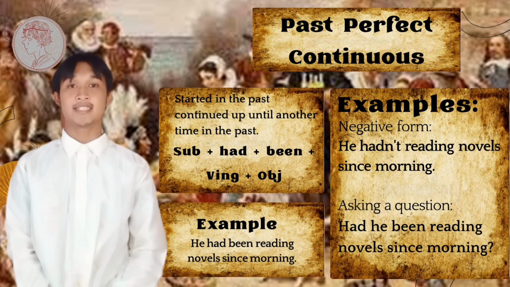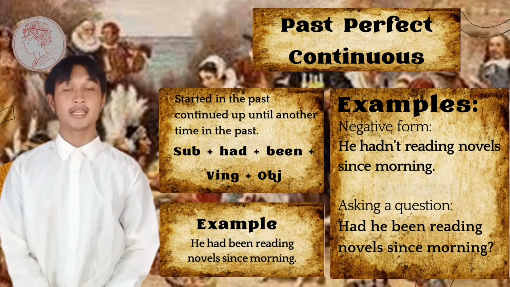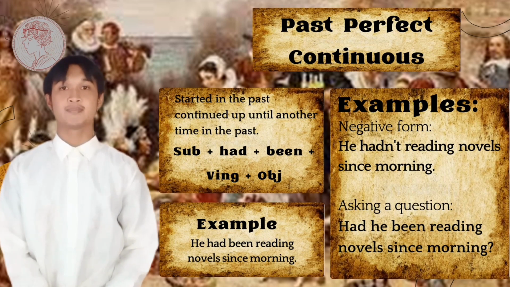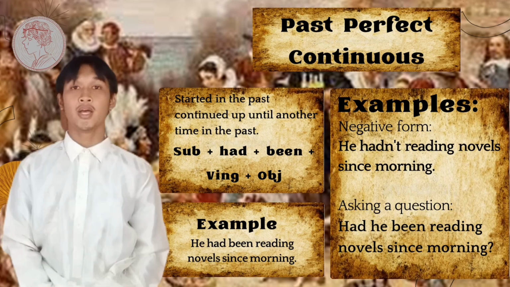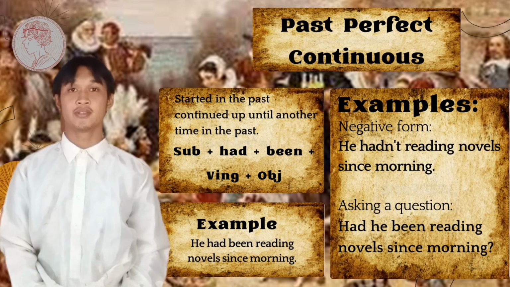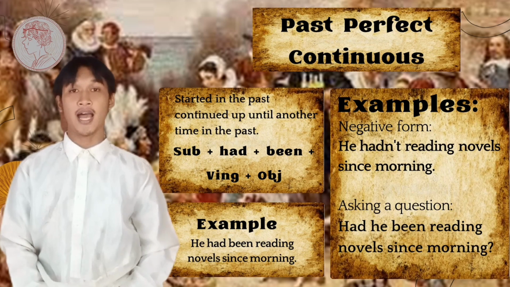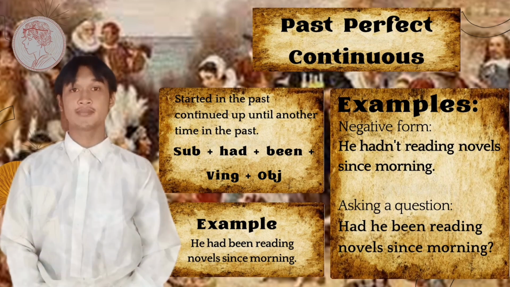What do we do if we need it in a negative form? Simply put not in the sentence. Like for example, he had not or he hadn't been reading novels since morning. And what do we do if we need it for asking a question? Simply put the verb had in the first part of the sentence, followed by the subject, and then the verb been, plus the verb with ing, and lastly, the object. Like for example, had he been reading novels since morning?